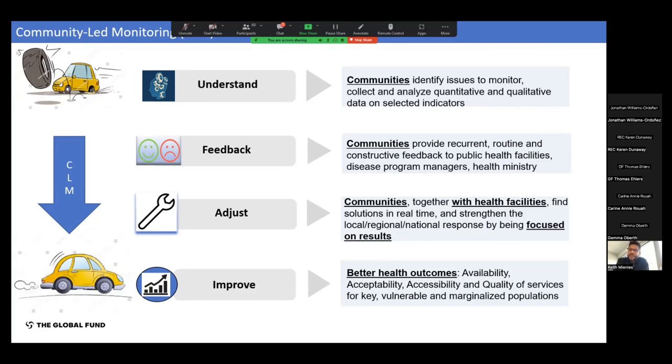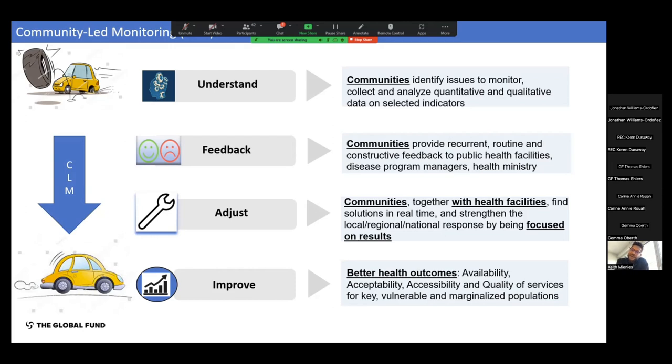An important component of CLM is to co-create solutions to where problems might be impeding program progress. This includes working with and in partnership with health facilities and the people who work in these facilities to develop and identify solutions in how these programs can be adjusted, really focusing on results. And finally, to see and understand how these feedback loops, the indicators being tracked, and some of the engagement that has allowed the adjustments in terms of quality improvement and assurances have improved people's health outcomes.